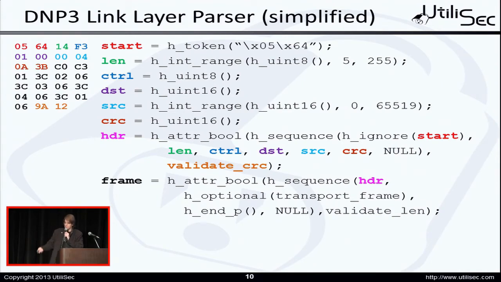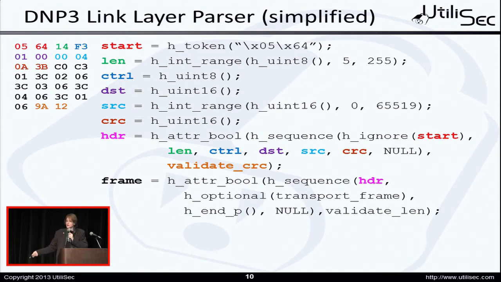So then that must be followed by the length, which must be followed by the control octet, et cetera, et cetera, et cetera. The null at the end of that is because that's how var arg lists work in C. Sorry about that. But then what is this validate CRC thing at the end here? Okay, well that's a function that you would have to define.